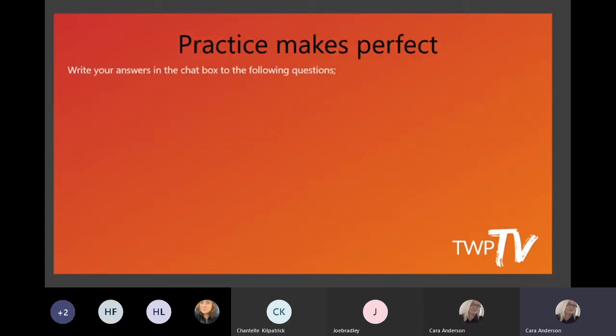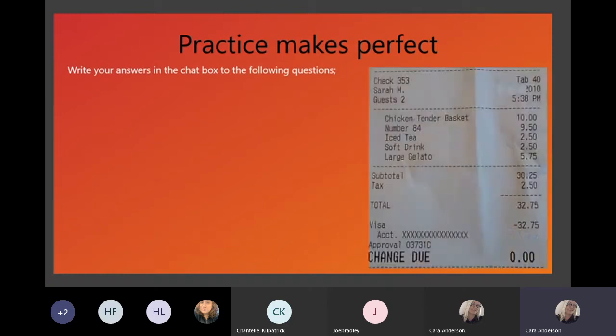Okay, so as always, practice makes perfect. So I've got a little bit of a task for you to do. So on the screen, you're going to see a receipt. What I want you to do is have a look at the figures on the receipt. There's 5 items that have been purchased. What is the mode? So can you remember what the mode is and what is the number? Can you write your answer in the chat box, please?